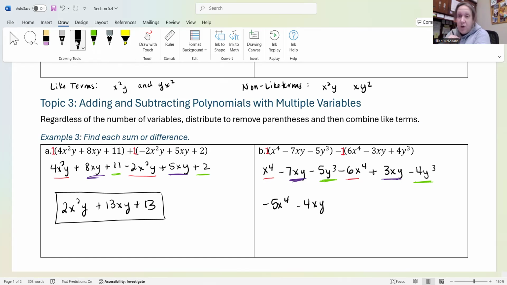And then finally, we've got our y to the third terms. So negative 5y to the third minus 4y to the third. Well, negative 5 minus 4 is negative 9. And then we keep y to the third. So there you have it. It's the exact same process as just adding and subtracting polynomials with a single variable. But here, we just have to be a bit more cautious with what we have for like terms.